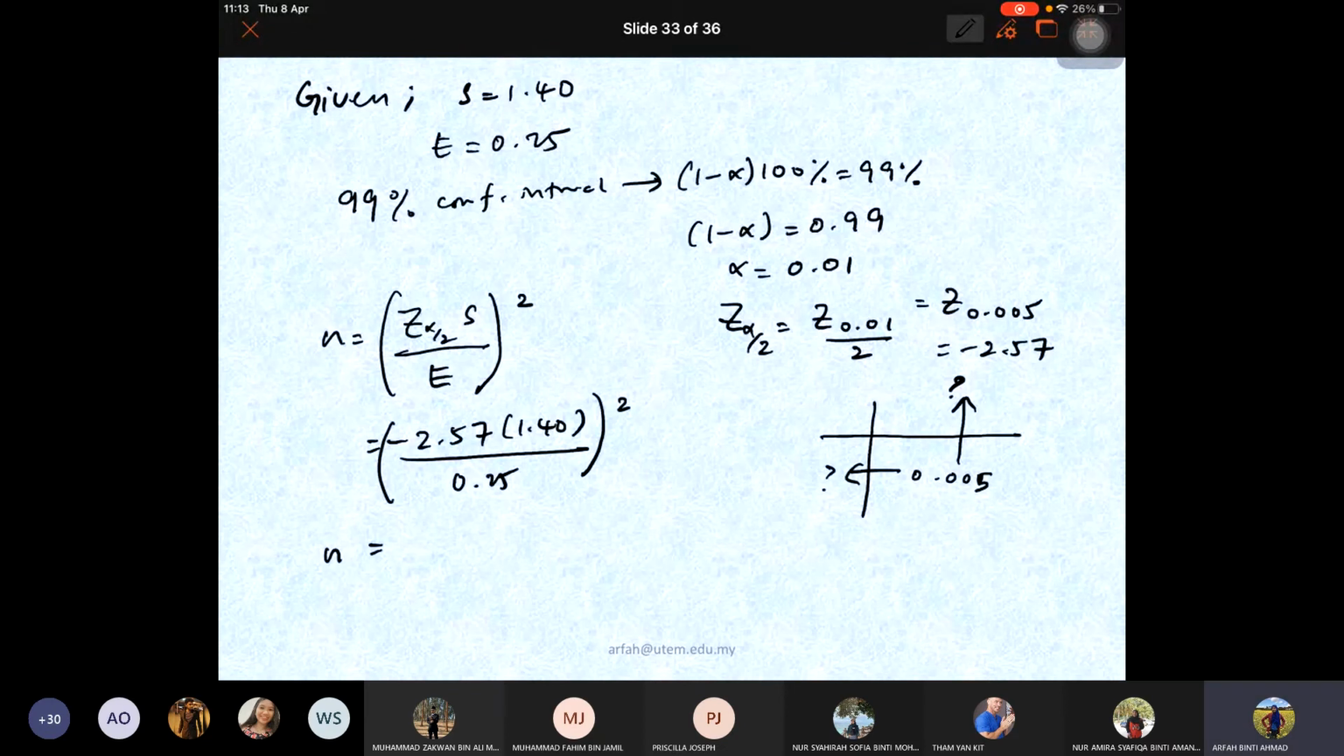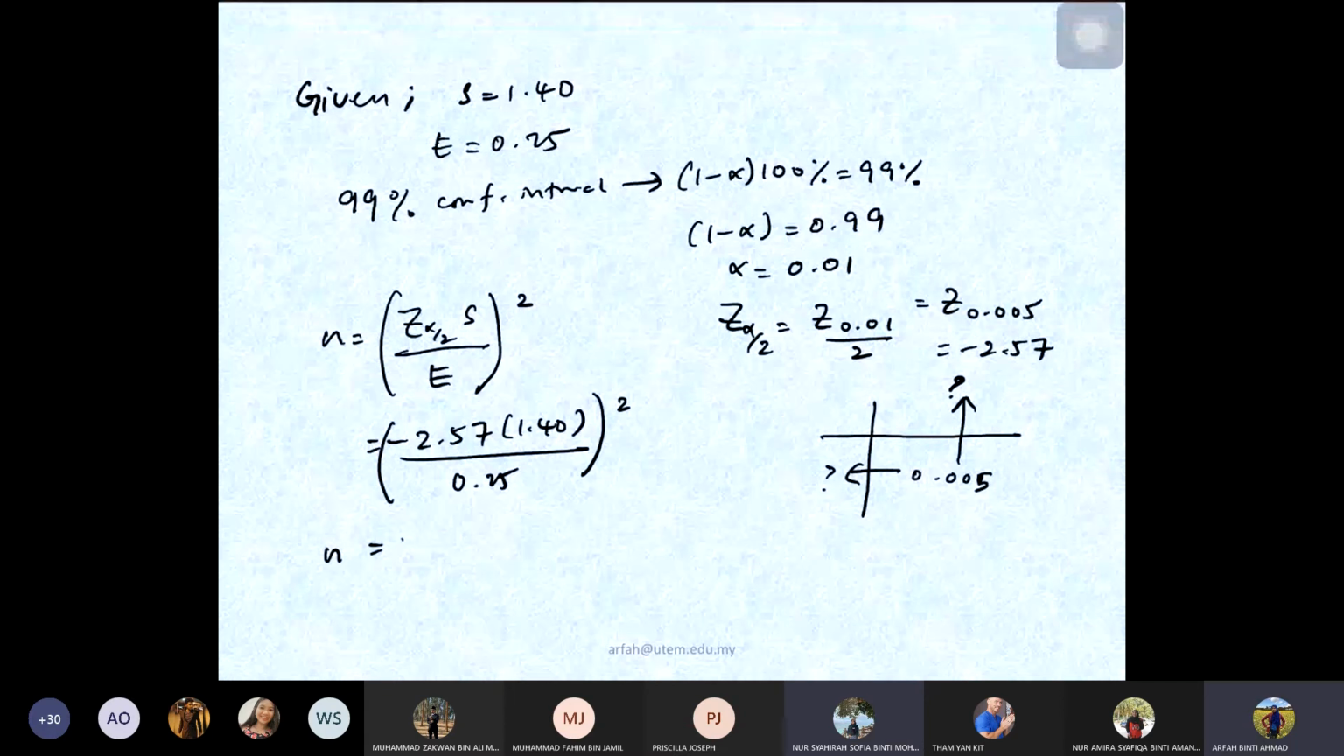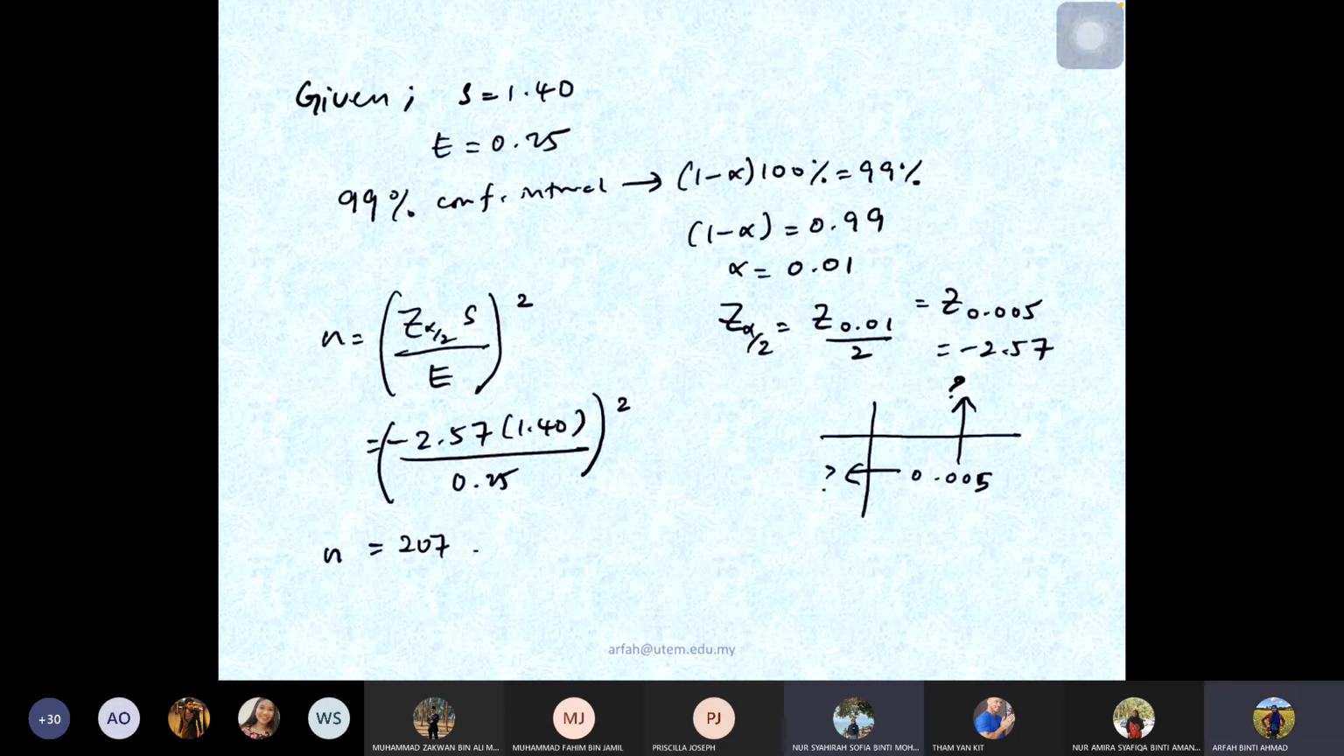Kalau awak kira dapat berapa? This one, jawapan. Apa ya? 207.13. Betul. 207.13. So, yang ini adalah sample size. Because we are dealing in sample size, kita akan ambil satu nombor bulat.